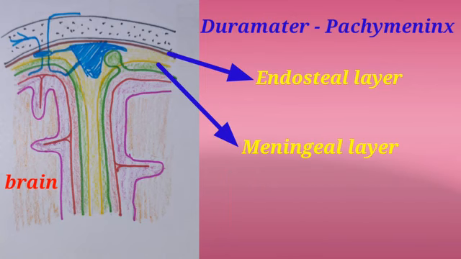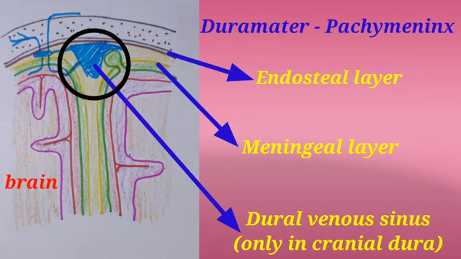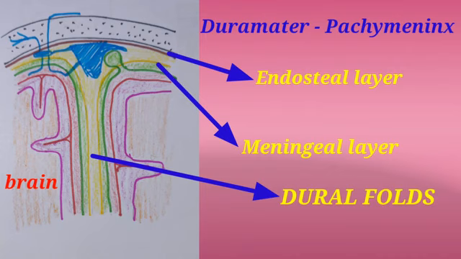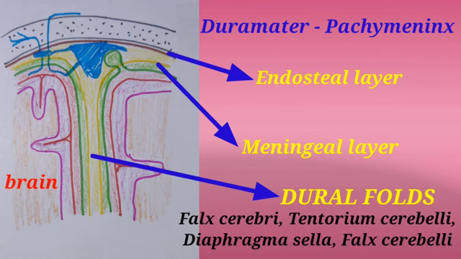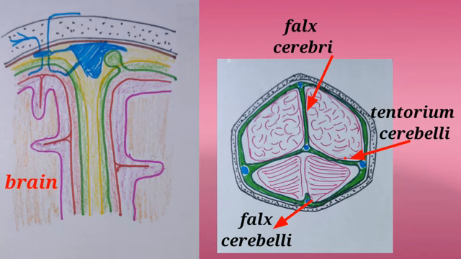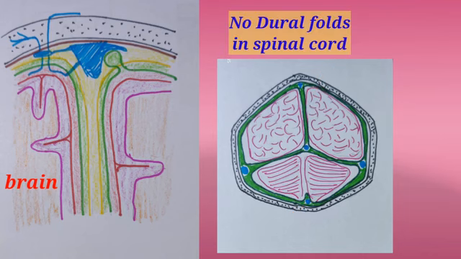The endosteal and the meningeal layers are closely adherent to each other except in a few places where they are separated. The separations are occupied by the dural venous sinuses. The dural venous sinuses are found only in the cranial dura. Along the line of separations, the inner meningeal layer of the cranial dura forms four inward projections or processes called falx cerebri, tentorium cerebelli, falx cerebelli and diaphragma sellae. They divide the cranial cavity into interconnecting compartments. Such dural folds are absent in the spinal dura.